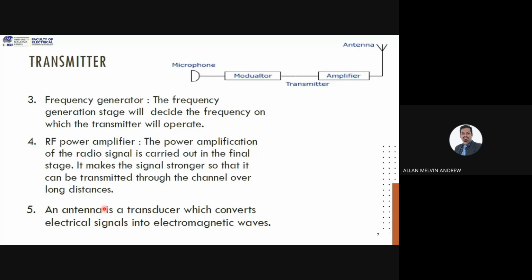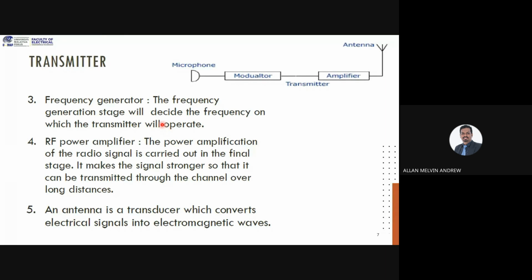Okay, then we have a frequency generator. What will the frequency generator do? The frequency generation stage decides the frequency on which the transmitter will operate. For example, let's say you are using FM, frequency modulation. You must set a certain frequency, let's say 93.5. That is the frequency that you want to transmit. You use this frequency generator to decide the frequency for the transmission to happen.